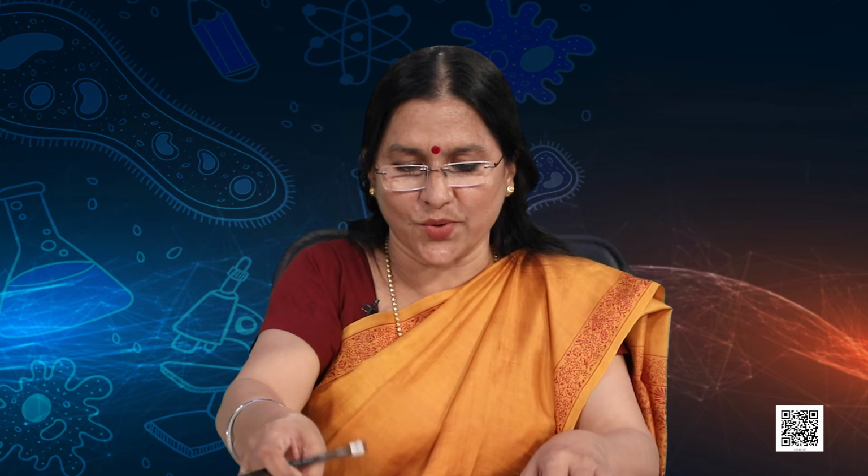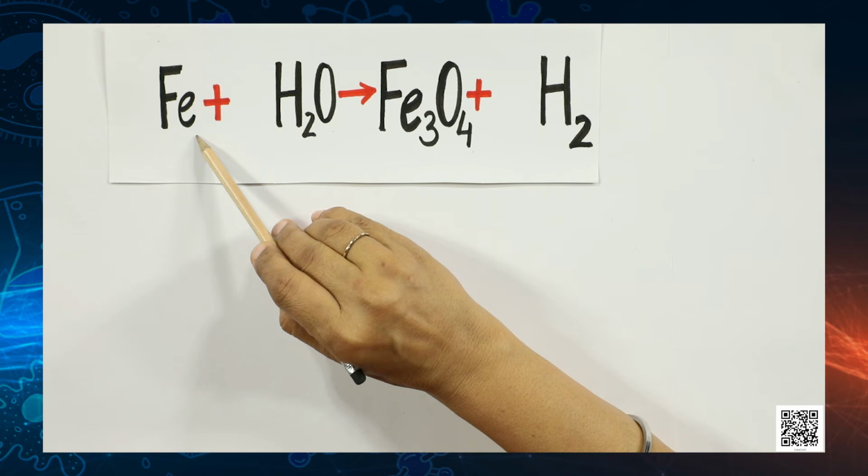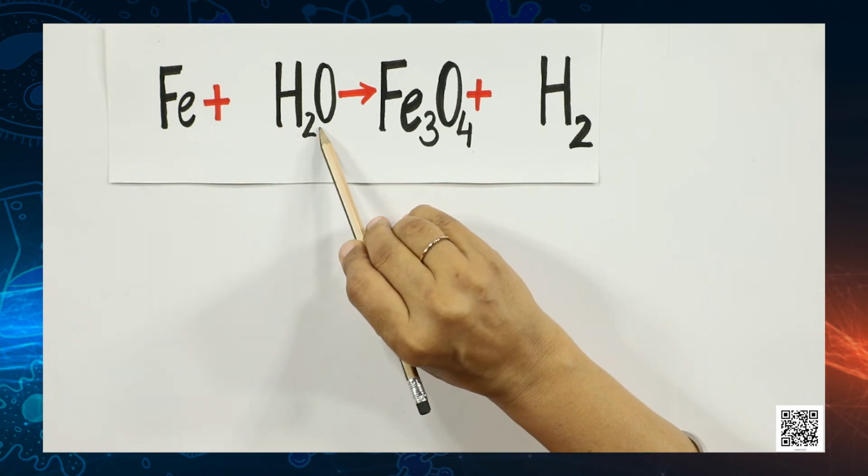So, we are going to take an equation where iron reacts with water to form rust. Do you remember this equation? You have already done this in class 8th, but yes, we need to learn to balance it. So, here is the equation where iron is reacting with water to form iron oxide and hydrogen gas.